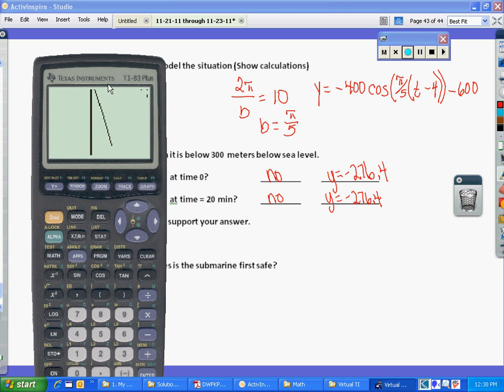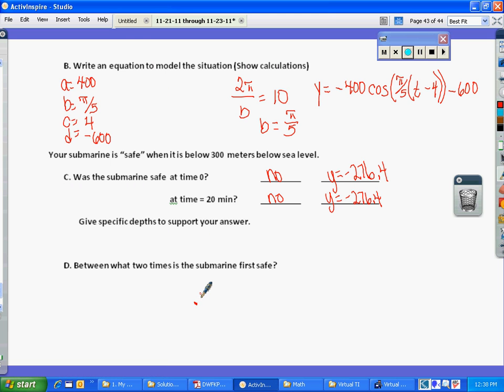So there's my function, there's the 300. So I want to basically find where these two lines intersect. So I'm going to go to second trace, and I'm going to go to intersect. And my first function, it's going to pretty much put it, I can just hit enter twice. And then it'll give me the first intersection is going to be at 0.150, etc. So at 0.15 minutes, which is actually some seconds. And then until I get to the other point.